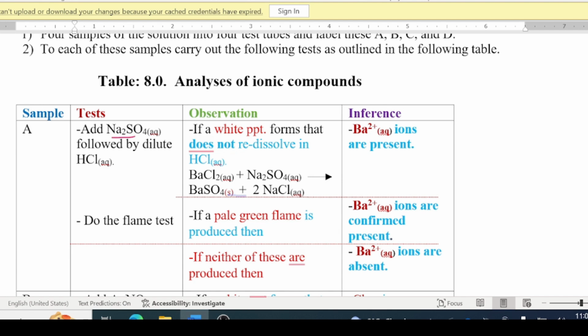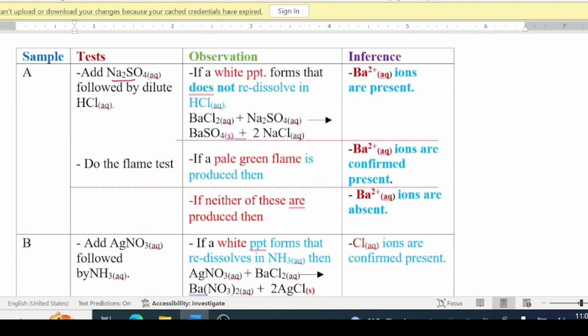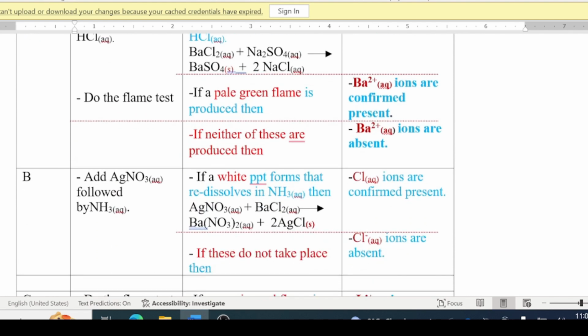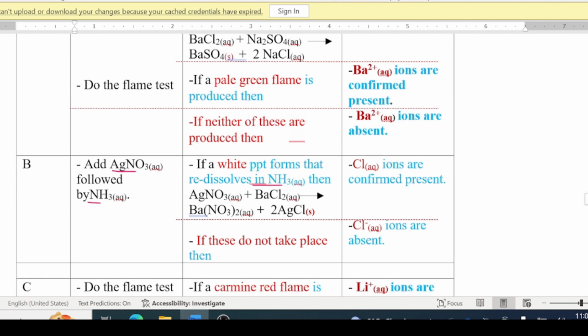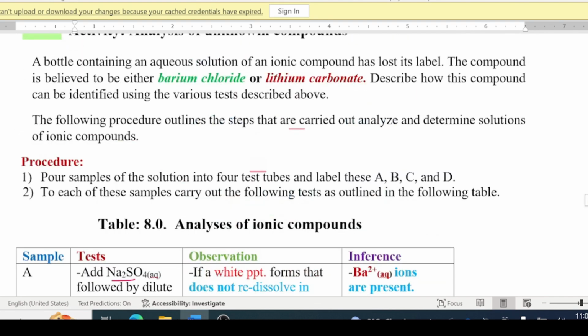And then you can do a flame test. If a pale green flame is produced, then it's barium. Okay? And then you want to know what the anion is there. If you want to know if it was chloride, add silver nitrate followed by ammonia. If a white precipitate is formed that readily redissolves in the ammonia solution, you know it is chloride ions, okay? If those tests come back positive, then your compound is barium chloride solution. If not, then you do these additional tests.